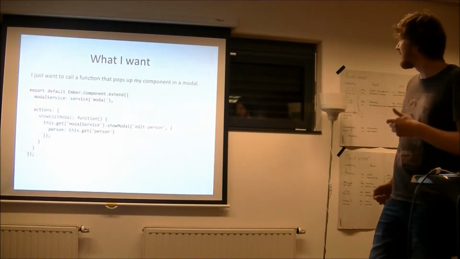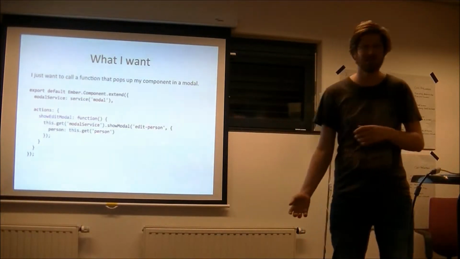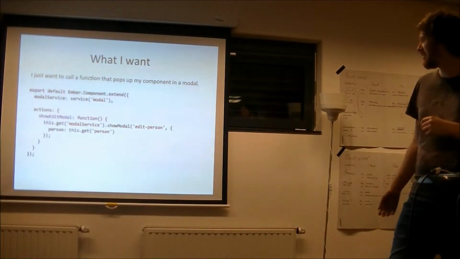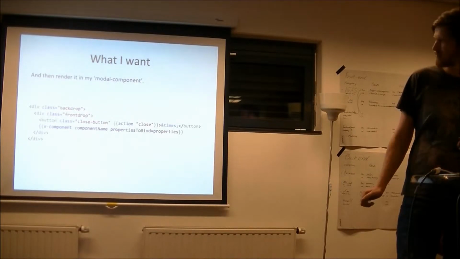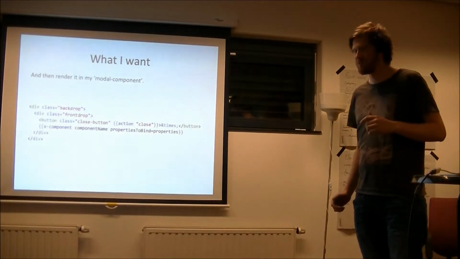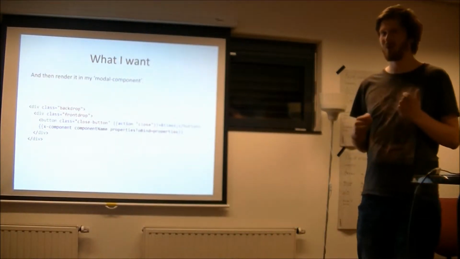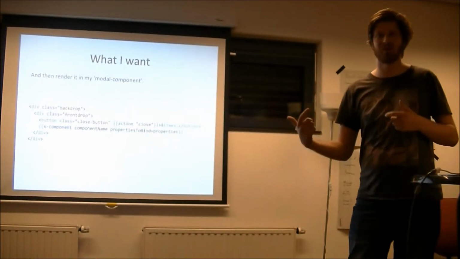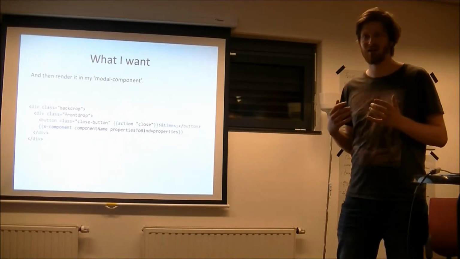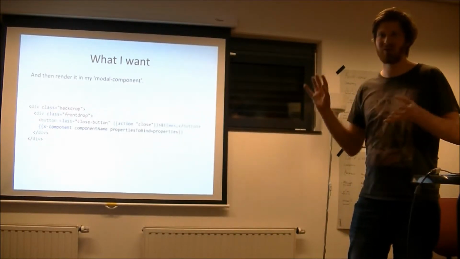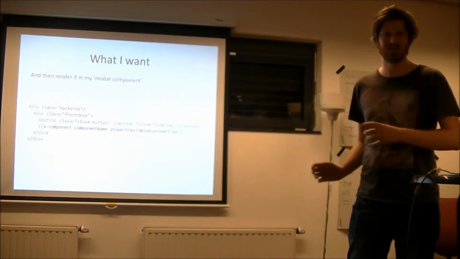So what I want is to call a function that opens a model with the component name and some attributes, and then I get a pop-up of a model and it just works. In Ember 1.11 there will be a component helper, which you can give a component name and it will render your component. But the problem with that is that you can't give a variable amount of properties. The properties you bind still have to be in the template.